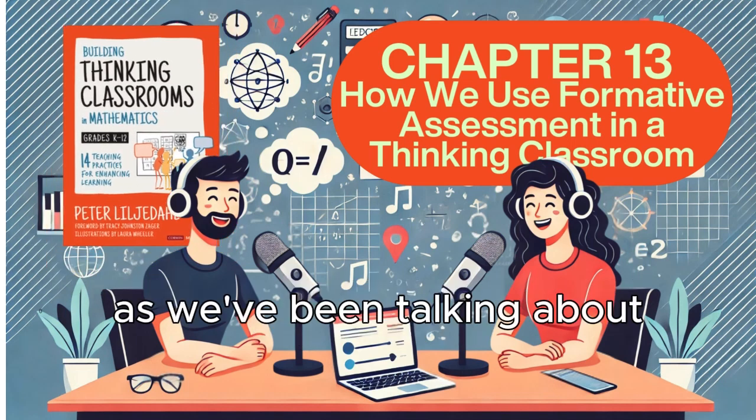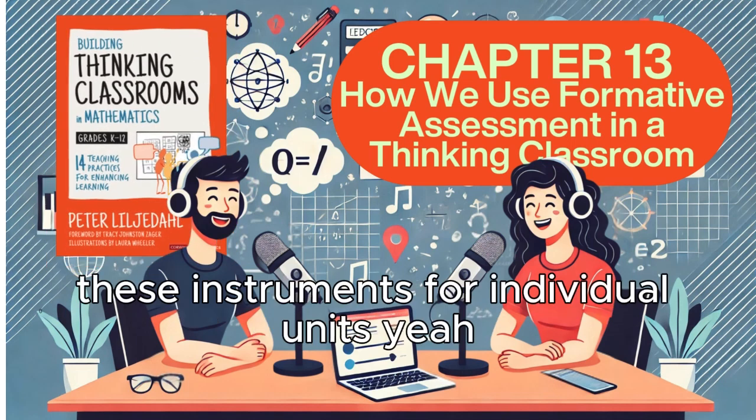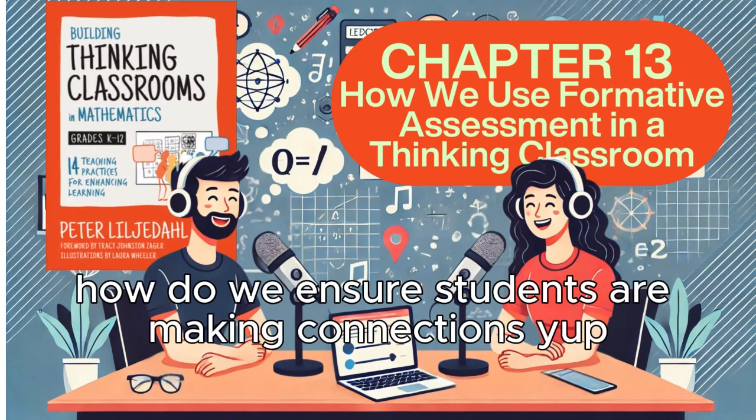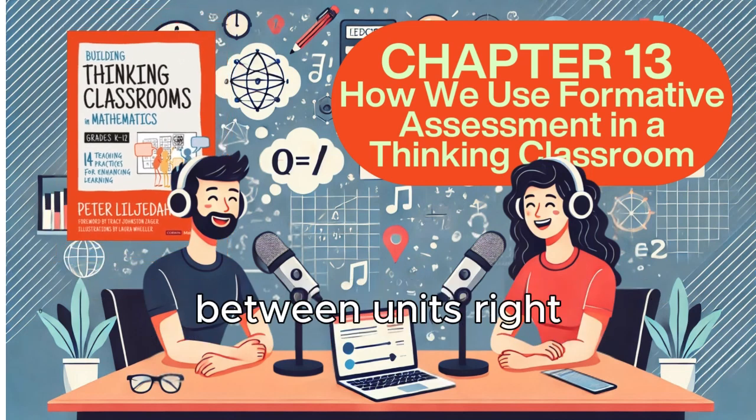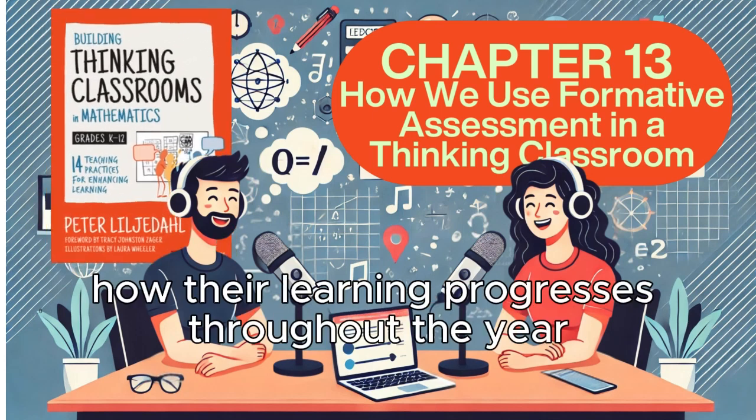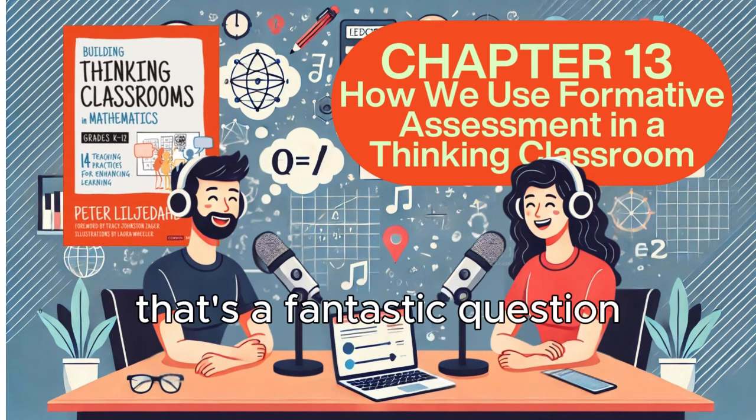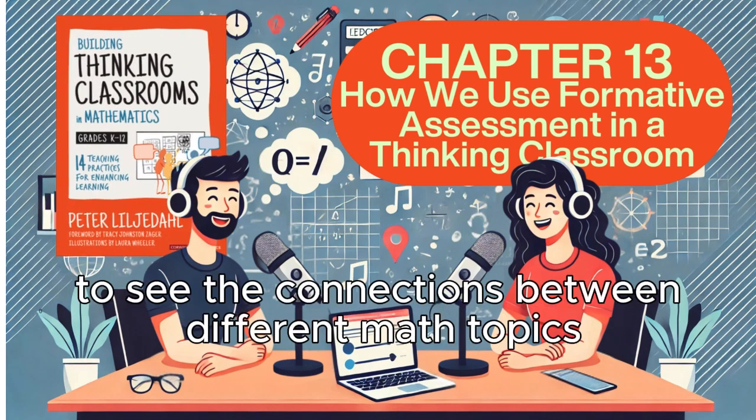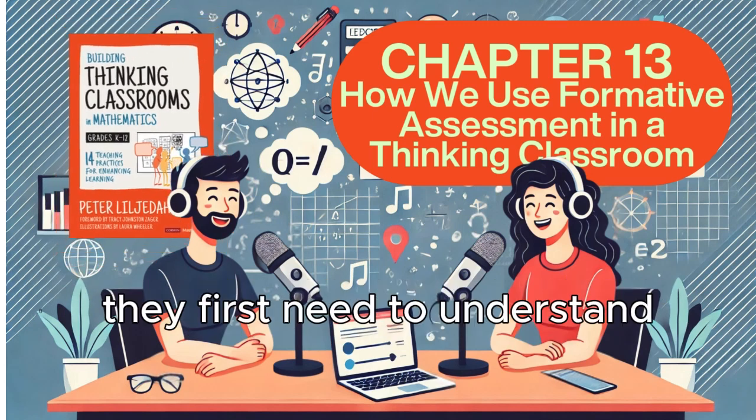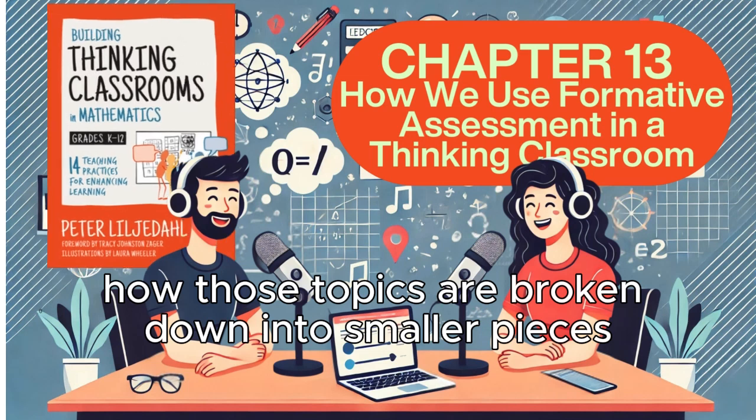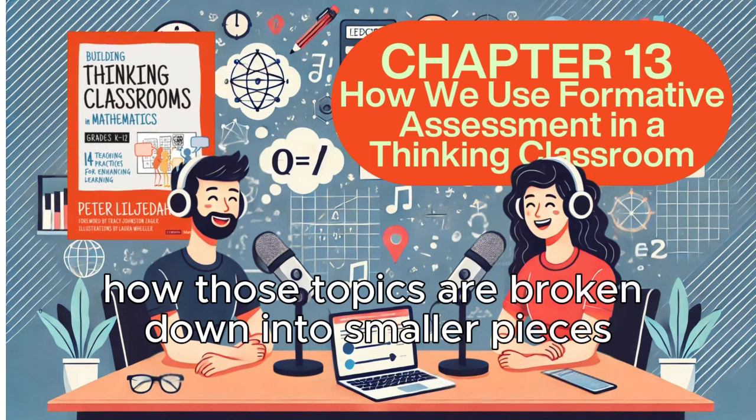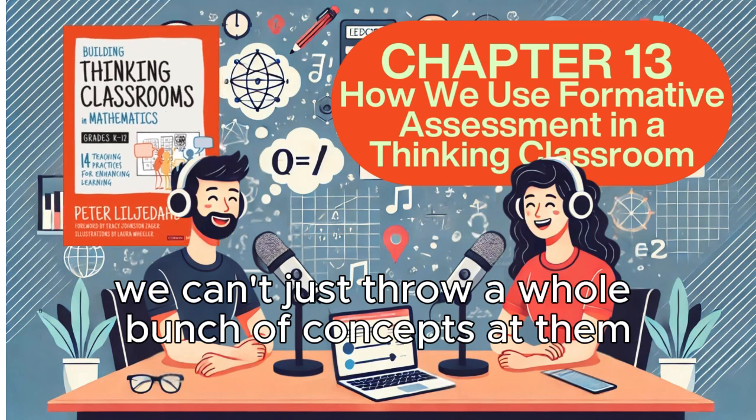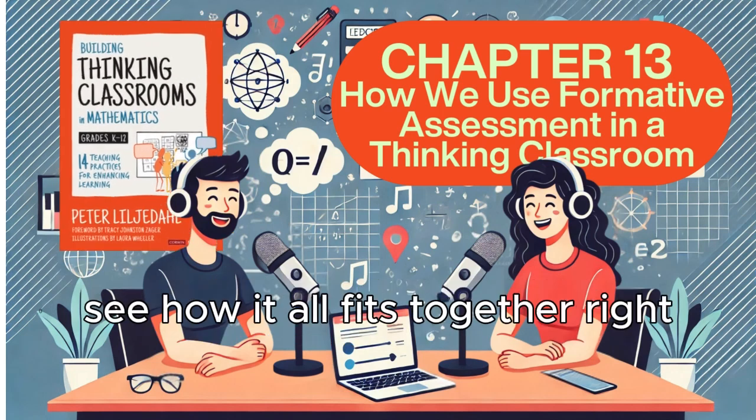As we've been talking about these instruments for individual units, it made me wonder about the bigger picture. How do we ensure students are making connections between units and seeing how their learning progresses throughout the year? That's a fantastic question, and the book addresses it head-on. It argues that for students to see the connections between different math topics, they first need to understand how those topics are broken down into smaller pieces, those subtopics we've been discussing. So it's like we can't just throw a whole bunch of concepts at them and expect them to magically see how it all fits together.